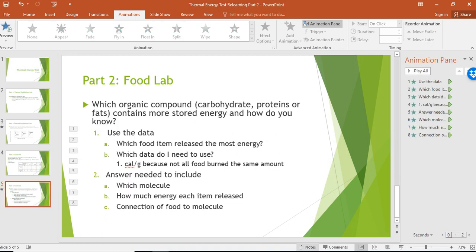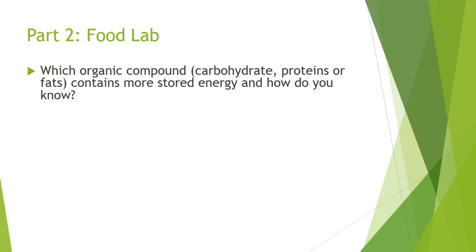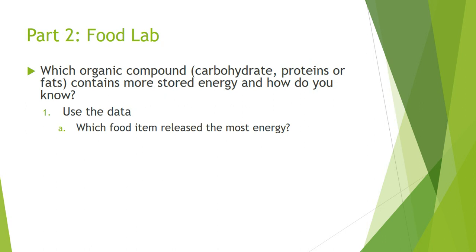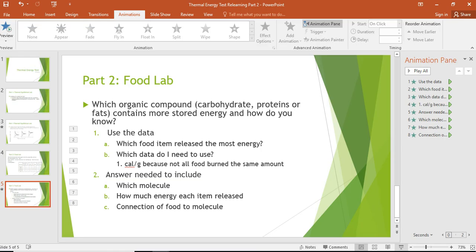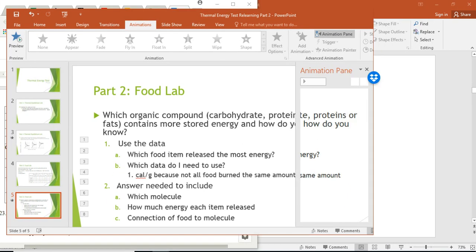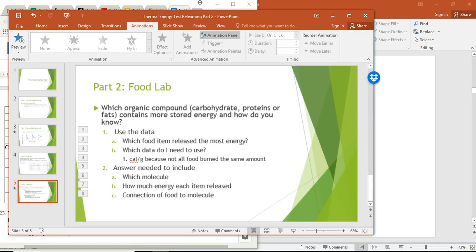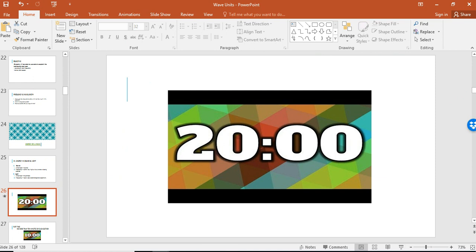The last part here is then taking the data from a lab similar to the one we did in class and figuring out which organic compound contains more stored energy and how do you know. So first you got to use this data. Which food item released the most energy? Which data did you need to use? And one of the issues that we had was a lot of us wanted to use the calories released, but you can't only use the calories released.